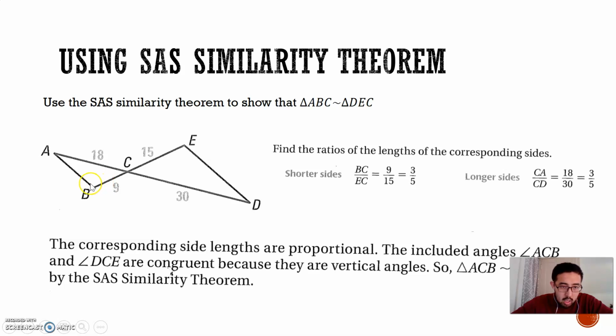The shorter side, BC, with the shorter side, EC, right? 9 to 15, which is 3 over 5. And then CA and CD, which is 18 over 30, which is 3 over 5. Since these two numbers are the same, and we have a pair of equal angles, then by SAS, ABC and DEC are similar triangles. Okay?